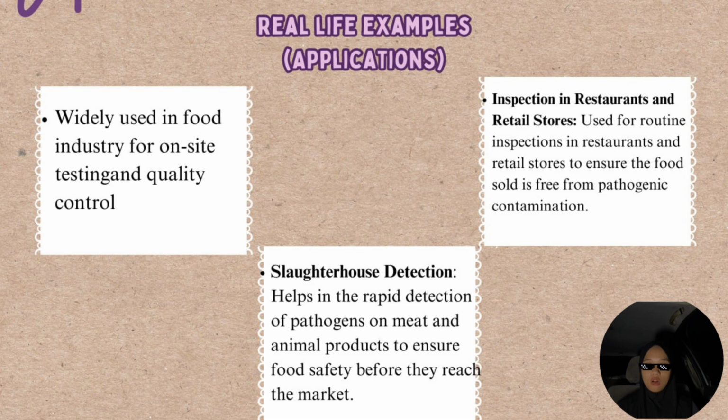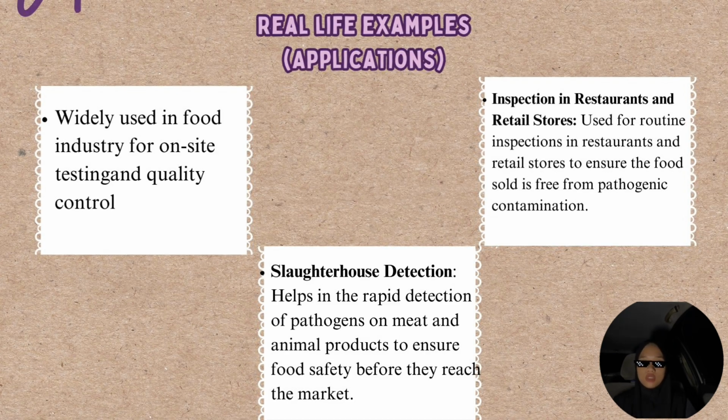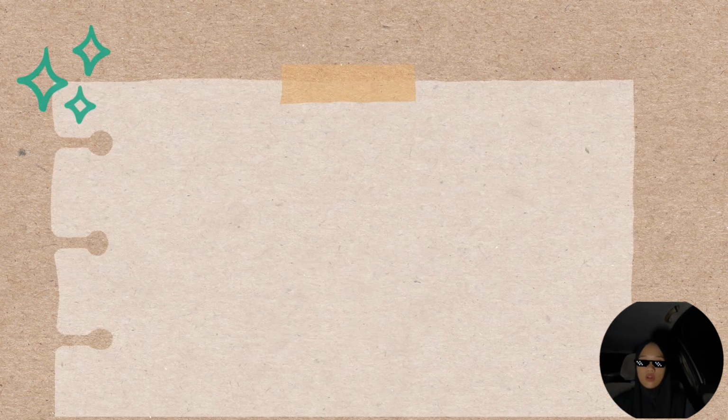Real-life applications of on-site testing and quality control in the food industry. First, on-site testing and quality control are widely used in the food industry. This helps to ensure that the product meets the necessary standards and is safe for consumption. Second, inspection in restaurants and retail stores is crucial. Routine inspection helps to make sure that the food sold to customers is free from pathogenic contamination, ensuring the safety and health of consumers.